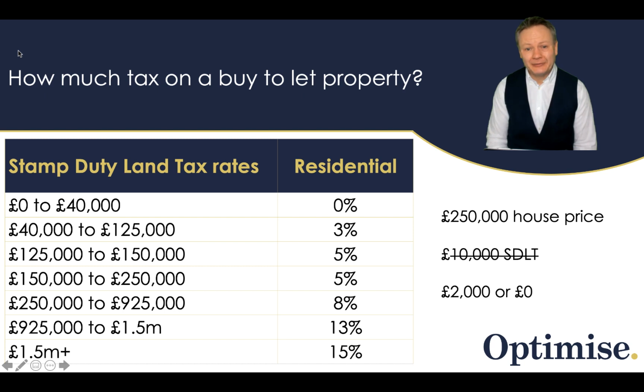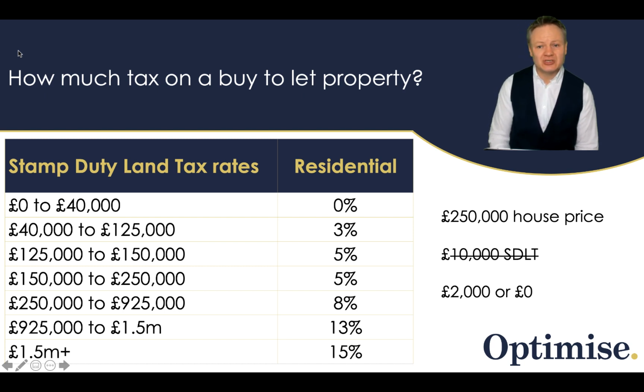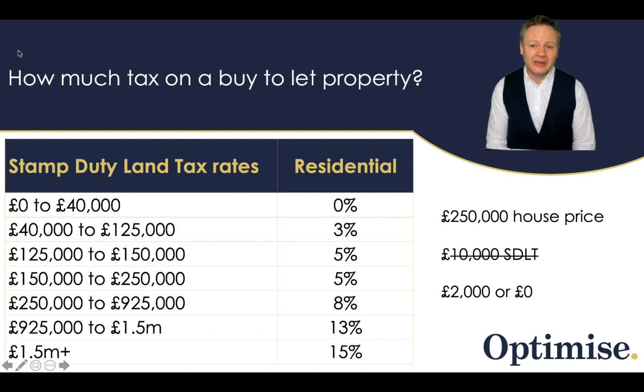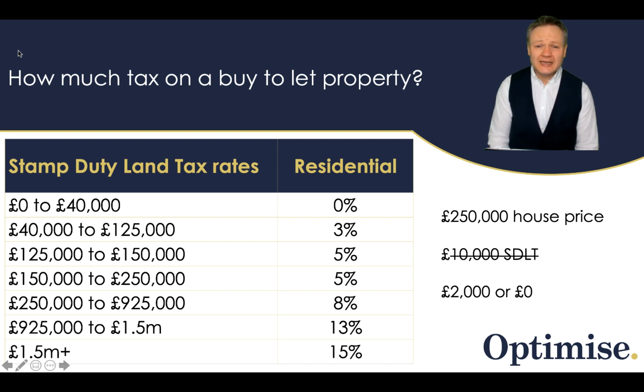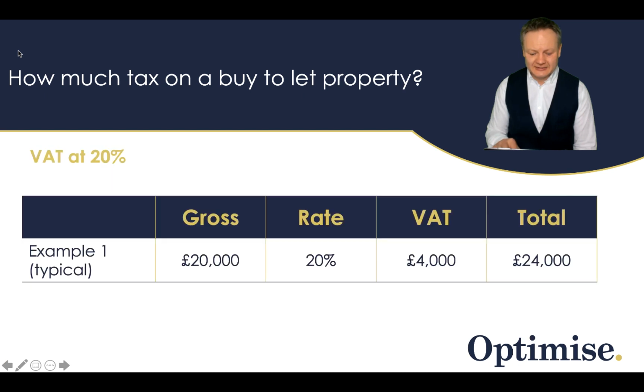With our help, you can reduce your stamp duty land tax instead of £10,000 to a measly £2,000 if you buy certain types of property, or indeed intention is such a key thing here. You may even avoid SDLT altogether. So it is important for you to get a property tax specialist when you're going into the game of buy-to-lets.